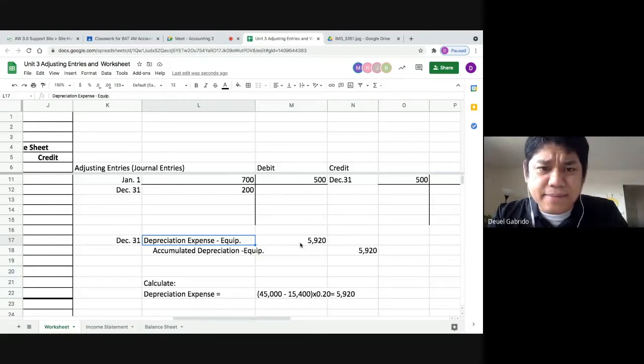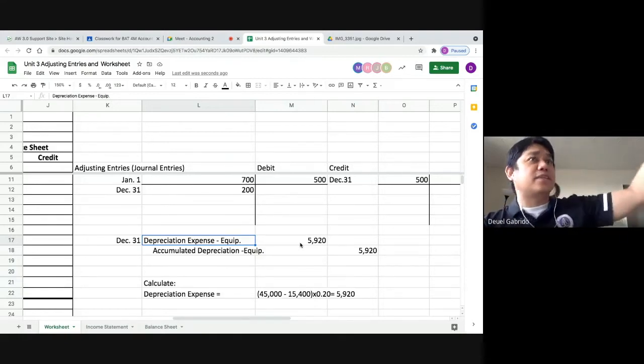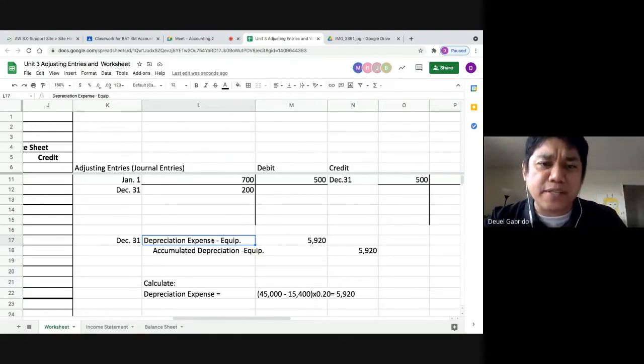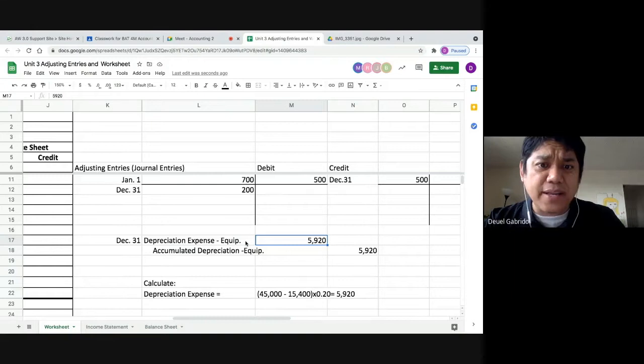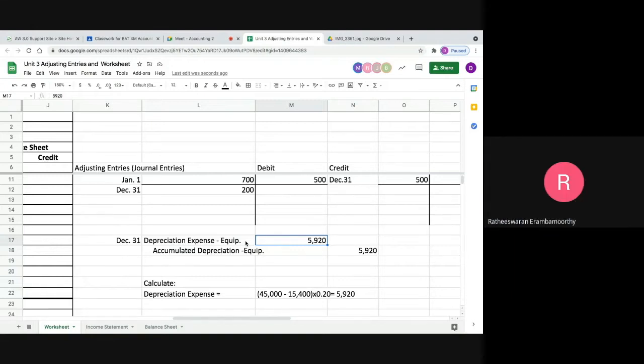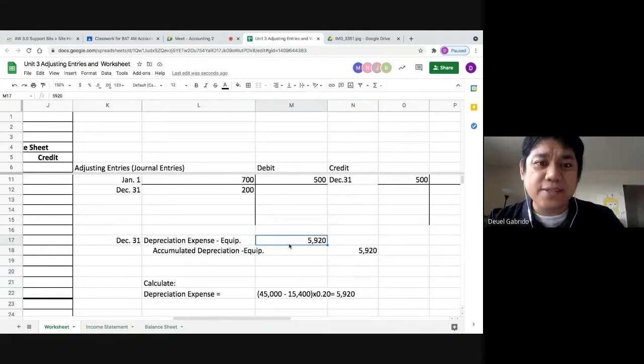What do you think? Is it just an estimate? Remember, we are paying the hydro expense because we use the electricity. What about the depreciation expense of the equipment? Is this actual or an estimate? Yeah, 20%, they fixed it, right? So actual or estimate? The 5,920.